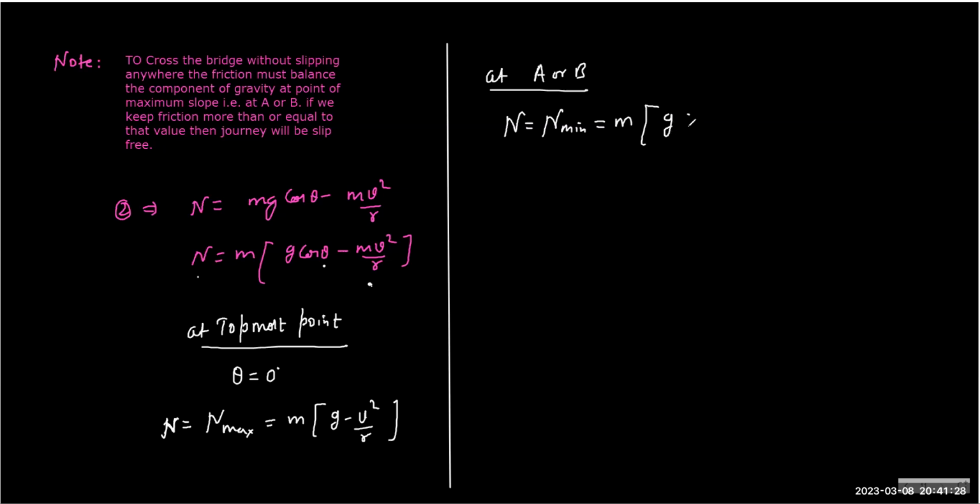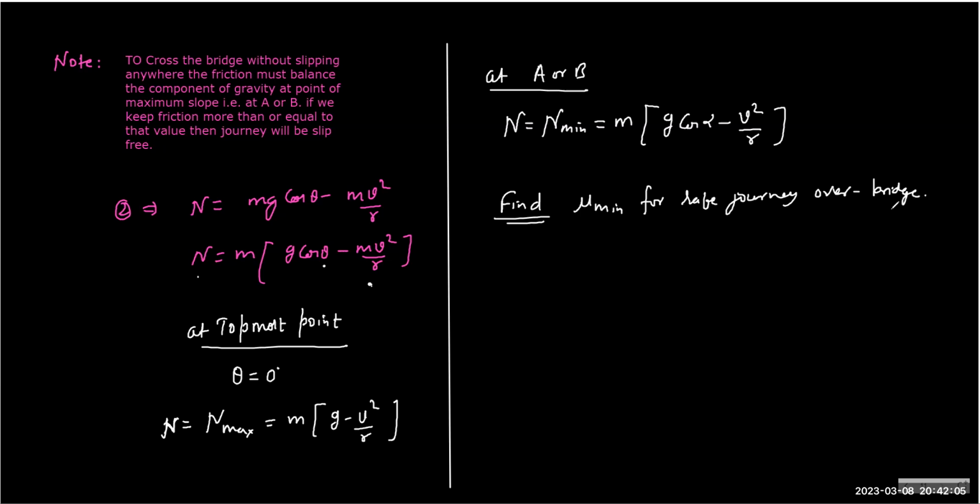So the minimum will be N = m(g cos alpha minus v square by r), right? All right. So now they will ask you, find mu minimum for safe journey over the bridge. Let's call this over bridge.